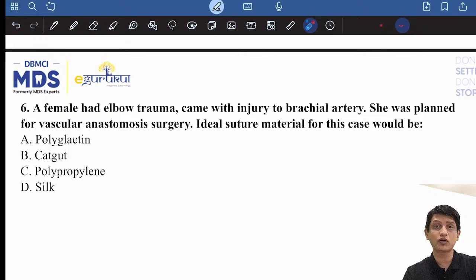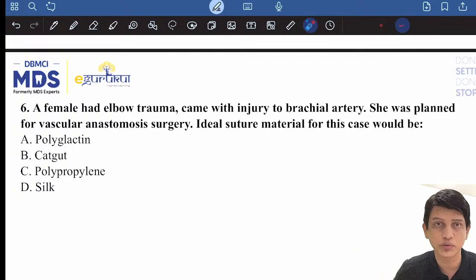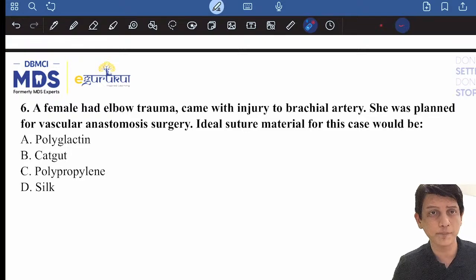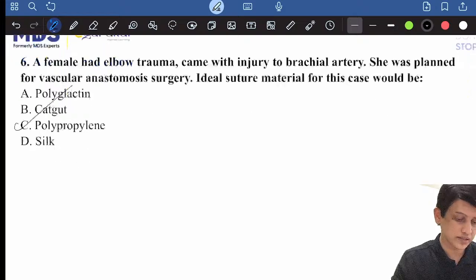Polypropylene, yes. Why? Because it's monofilament. It can glide, it goes smoothly into the vessel. A vessel is a very fragile structure, no? Silk is braided, a polyfilament, multifilament. It may injure the wall of the artery when you pierce it or pass through it. So you prefer a monofilament, non-absorbable suture, very 5-0 or 6-0 polypropylene maybe. So the answer is C. Excellent. Answer is C.